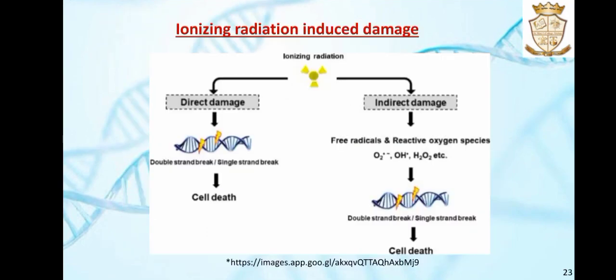Ionizing radiation induced damage. Ionizing radiation may damage the DNA directly or indirectly. Directly, it causes double strand or single strand breaks and may lead to cell death. Indirectly, the free radicals and reactive oxygen species may cause double strand breaks and single strand breaks, and these further lead to cell death.